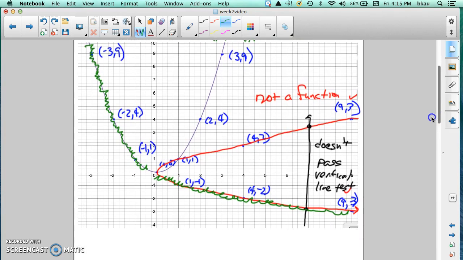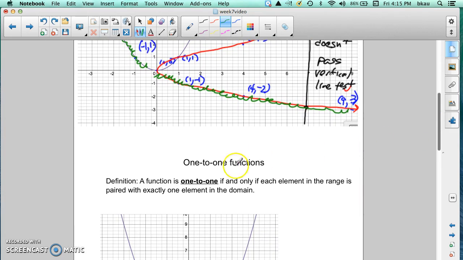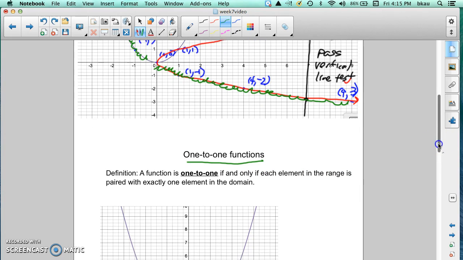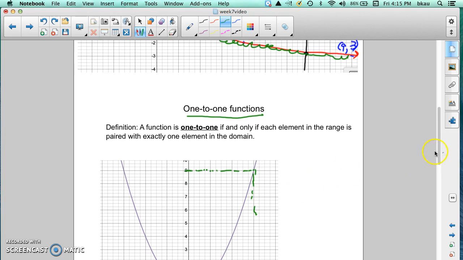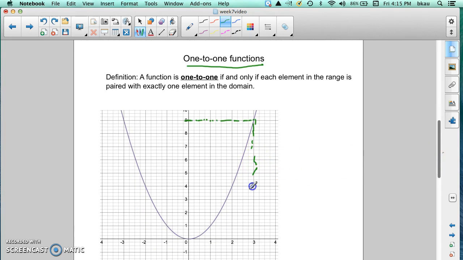Now we want to take a look at what types of functions have inverses. We have a specific type of function that has inverses, and those are called one-to-one functions. One-to-one functions are functions where each element in the range is paired with exactly one element in the domain. So let's say my element in the range is 9. If we pair that with an x value, then there's only going to be one x value that's paired with this value of 9.